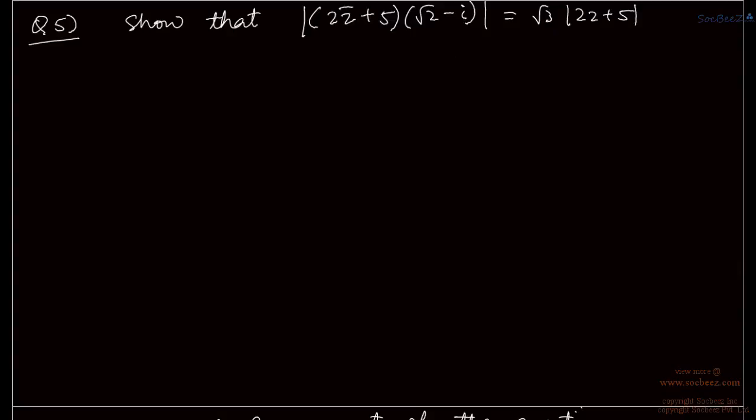Okay. Now quick one. Show that mod of 2z bar plus i into root 2 minus i is equal to root 3 into 2z plus 5. Right? Okay.